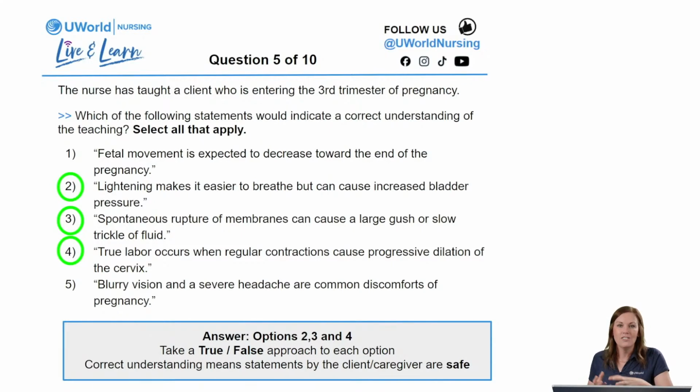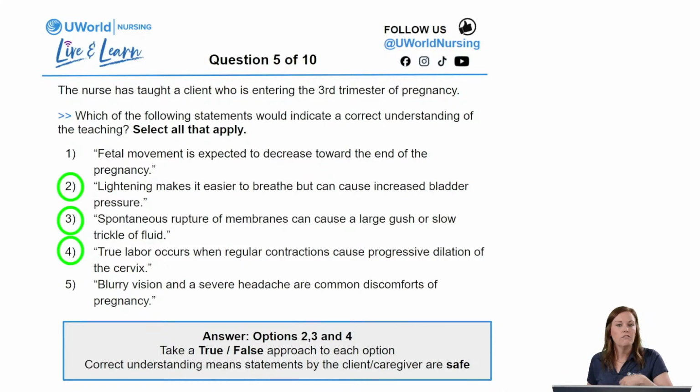Also, option 3, spontaneous rupture of membranes. You can either have a big gush or a slow trickle. It just depends on what's going to happen with your pregnancy. So that is a correct understanding. And then option 4, true labor occurs when regular contractions cause progressive dilation of the cervix. That's exactly what true labor means.